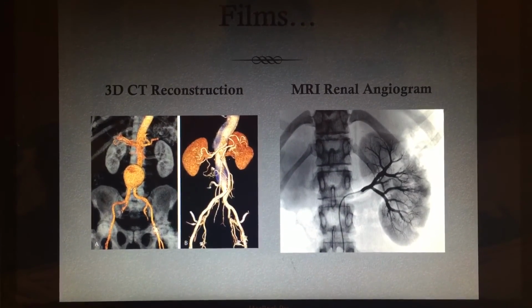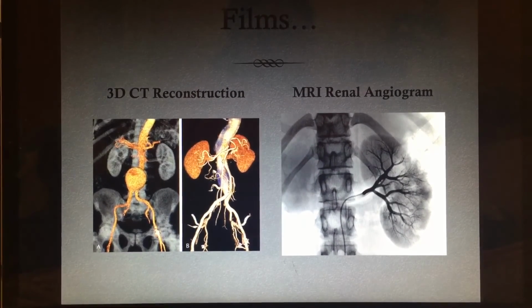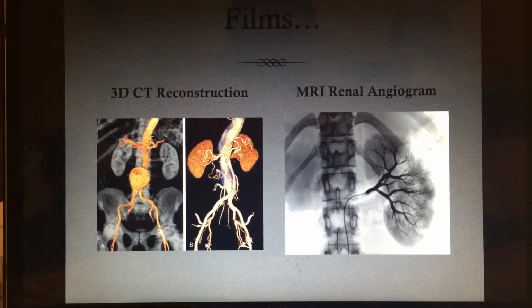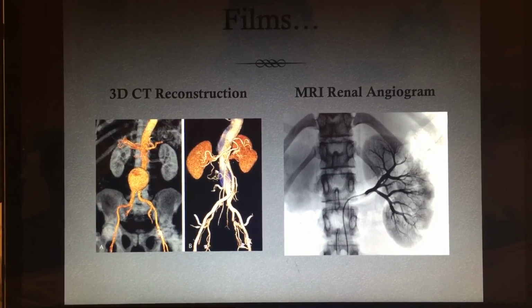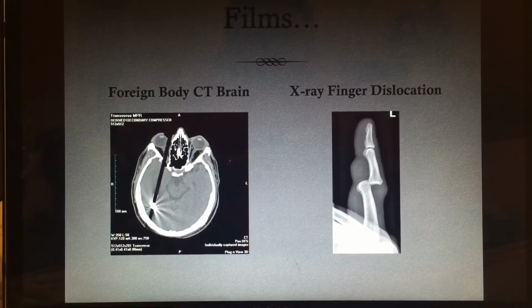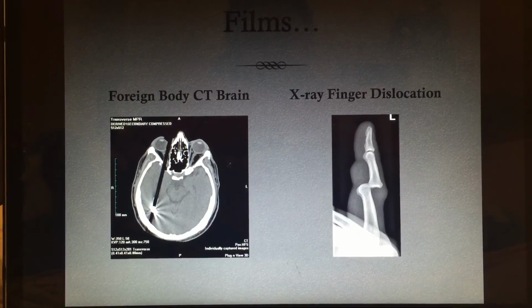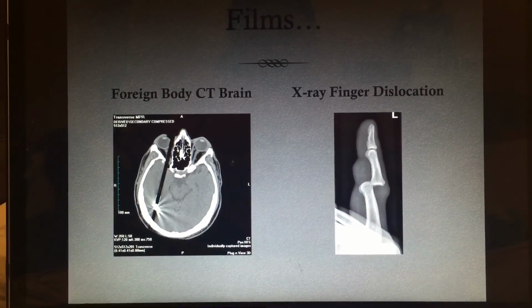On this slide, we see 3D reconstruction of a renal angiogram, so kidney angiogram on a CAT scan, and also a renal kidney angiogram in an MRI. You can see the difference in detail on both of them. On this slide, you see a foreign body CAT scan of the brain that has some sort of object going through the patient's eye into the skull. And on the second picture, you can see a finger dislocation.